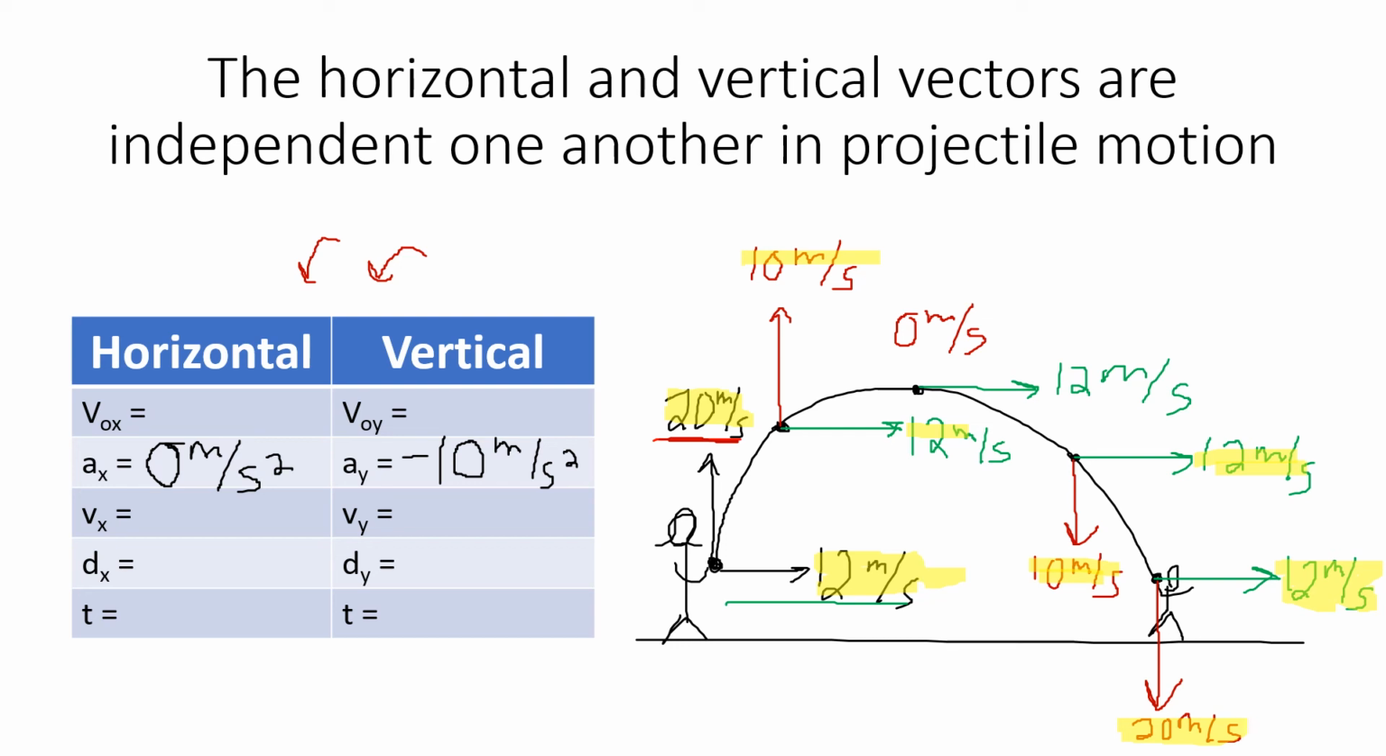Okay, so let's go back to this chart. What is the V0x? Well, the V0x is the initial horizontal velocity. That's 12 meters per second. What is the V0y? Well, that was 20 up, or positive 20. These numbers right here are the initial x and the initial y. V0y, V0x right here. They're the initial velocities the ball is going.